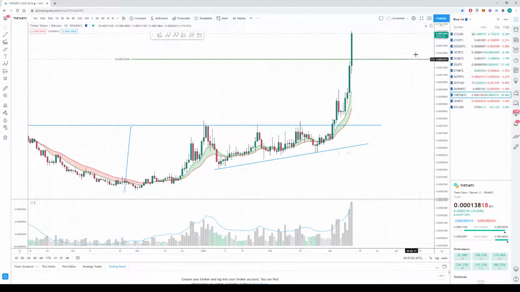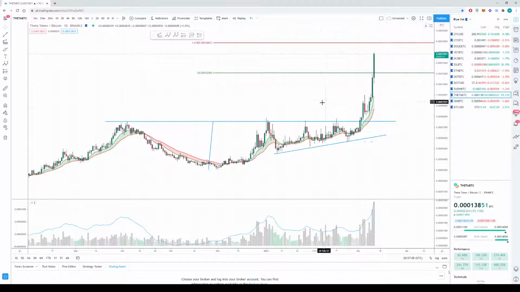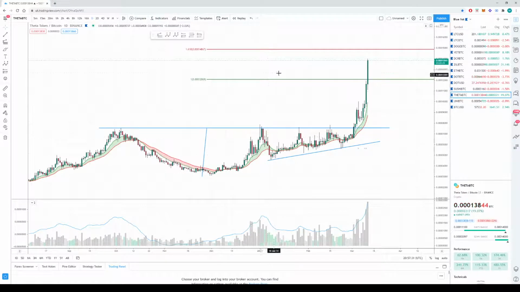Theta BTC is probably the trade of the day. I did not enter this trade when it broke this neckline. I didn't have it on my watch list. I've entered it, I think, either in this candle or this candle. It has reached its target. I have taken out some profit. I left the rest. So you never know with crypto. We'll see what happens. But it has reached its target from the cup and handle.